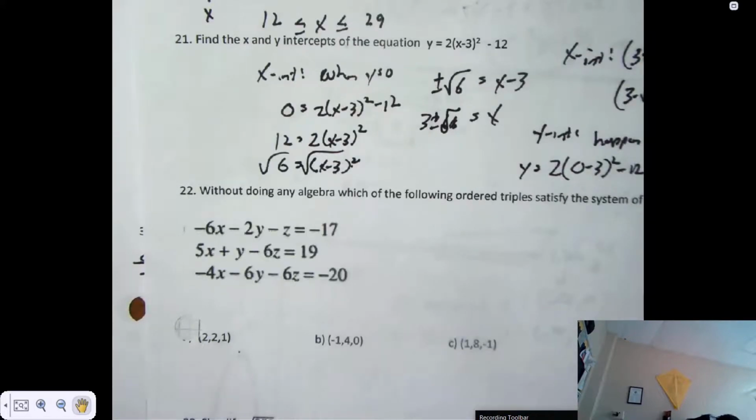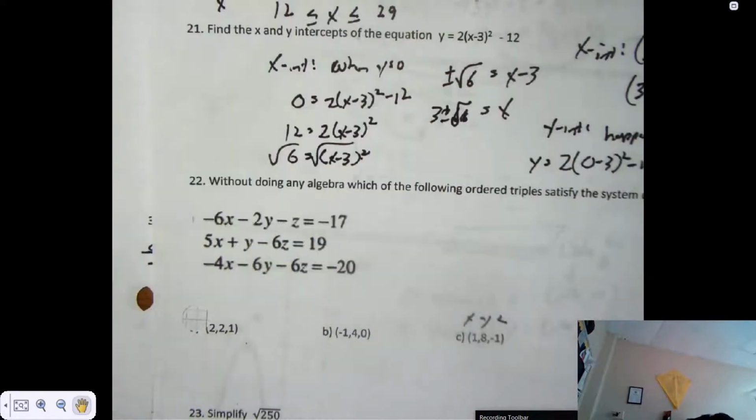22 is one of these where we're not supposed to do any algebra. We're supposed to figure out which ordered pair satisfies the solution. I hate wasting time, but I think the answer might be C. I did kind of write this thing. What I'm going to do is plug these things in. That's how you do this without doing algebra. Plugging in numbers is not algebra.